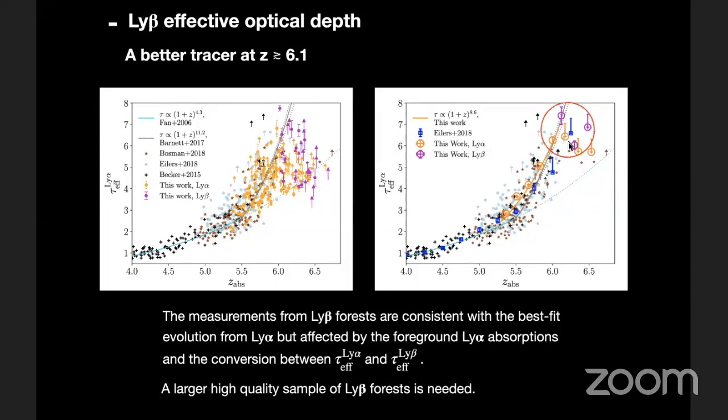That may be affected by the small sample size at the high redshift end, and also affected by the high redshift transmission spike. I will show it later. So here we still need a larger sample at high redshift to constrain the Lyman beta forest.